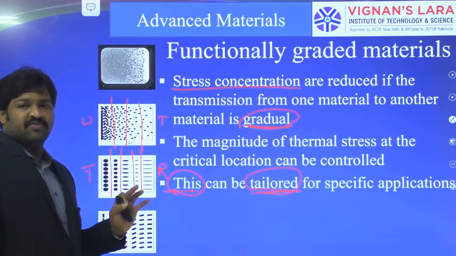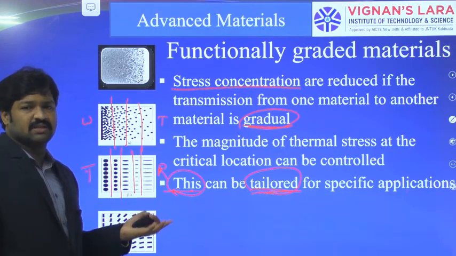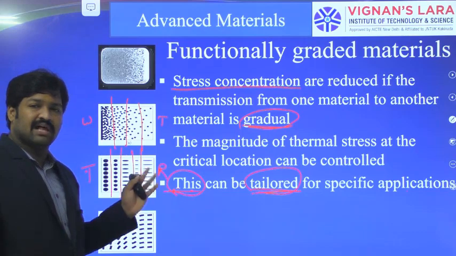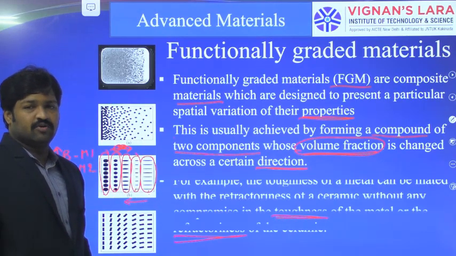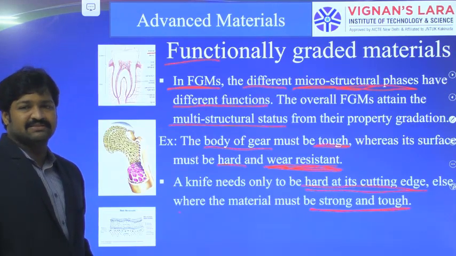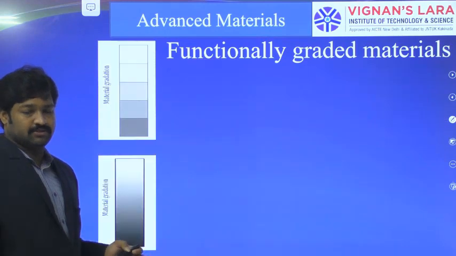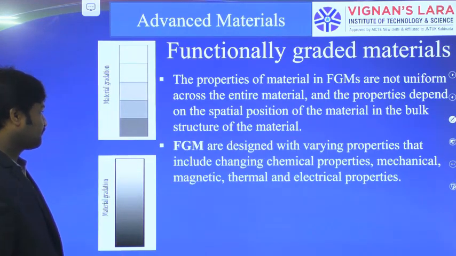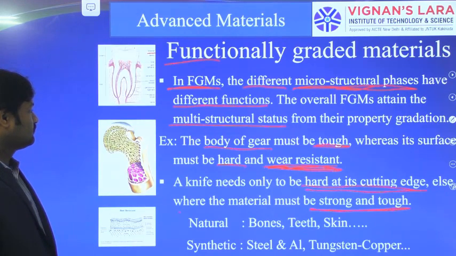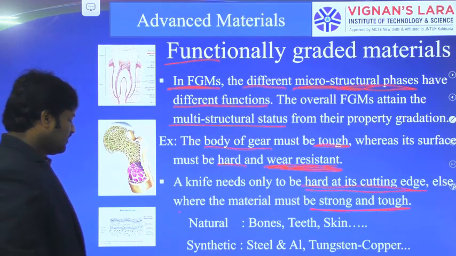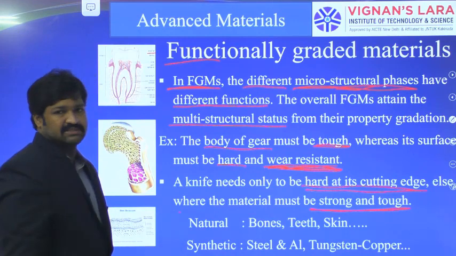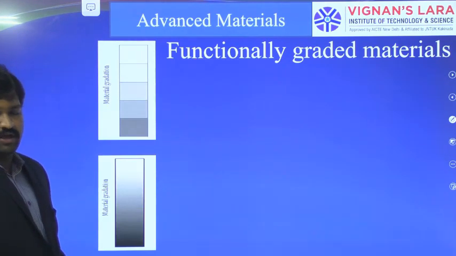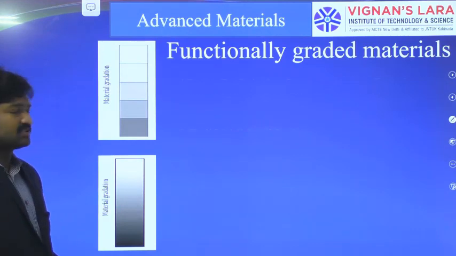The properties, if we require refractiveness and toughness, or hardness and toughness, or if we require different properties, all those things can be tailored. So we can get different materials by means of these functionally graded materials, meaning different applications for different purposes. These two are some examples: steel and aluminum, similarly tungsten and copper. These are the applications of synthetic FGMs.